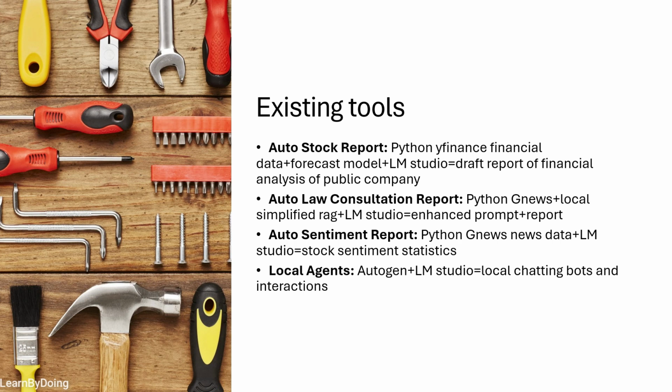And we also have a tool to generate automatic sentiment reports. Basically, it incorporates Python Genius news data with LLM Studio, and we see the stock sentiment statistics. Of course, whether you integrate with LLM Studio or with other tools, you can get sentiment reports. The last thing is the local agents. With Autogen and LM Studio, we can build local chatting bots and let them interact with each other.